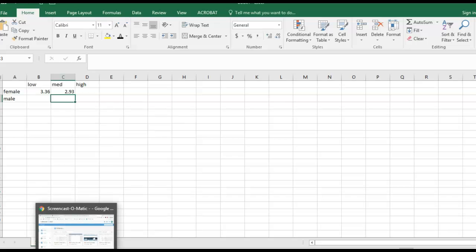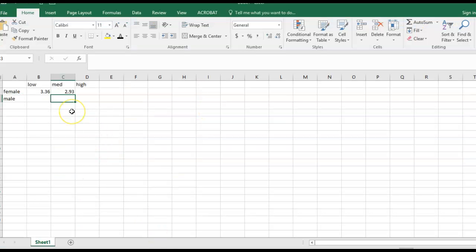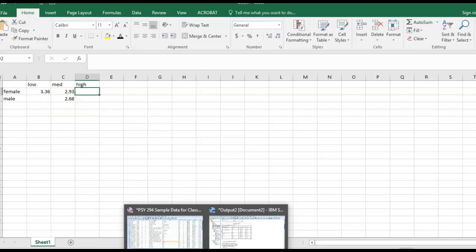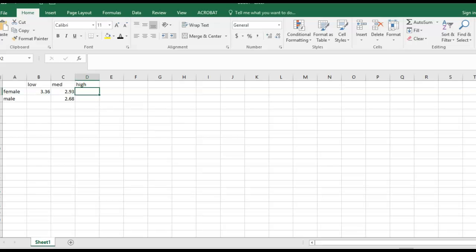Now I need the male medium. So I go back to my Excel, my SPSS output, male medium, 2.68. Go back to Excel, 2.68. And now I need my high groups. And notice I'm focusing here just on the mean. High females are 3.18 and high males are 3.9. I'm going to put that in Excel. 3.18, 3.9.